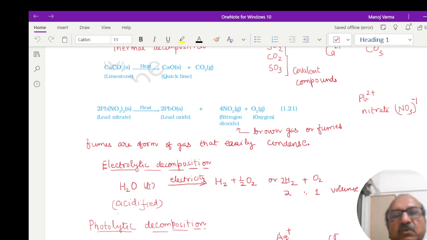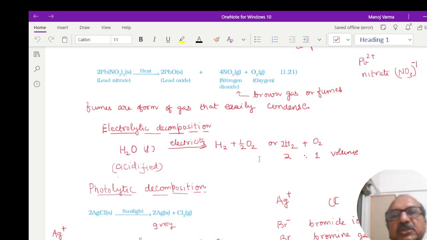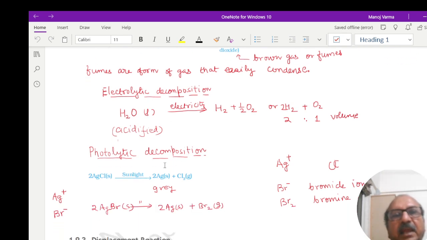Electrolytic decomposition of water is also an example of a decomposition reaction. Hydrogen and oxygen gases are produced in the ratio of 2:1, but water should be acidified because water by itself, pure water, is a poor conductor of electricity. So we need to acidify it before we can decompose it by electrical current.